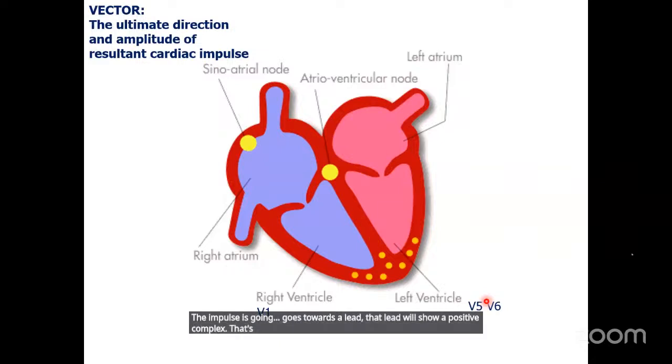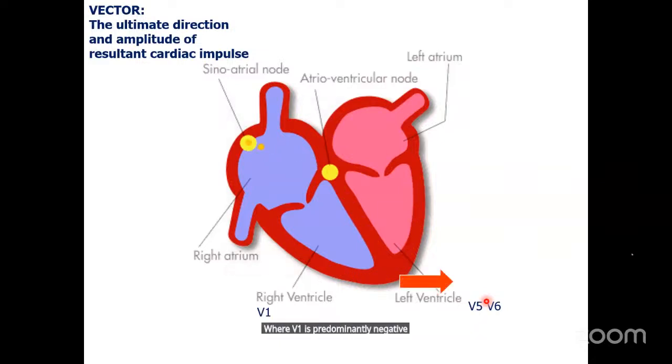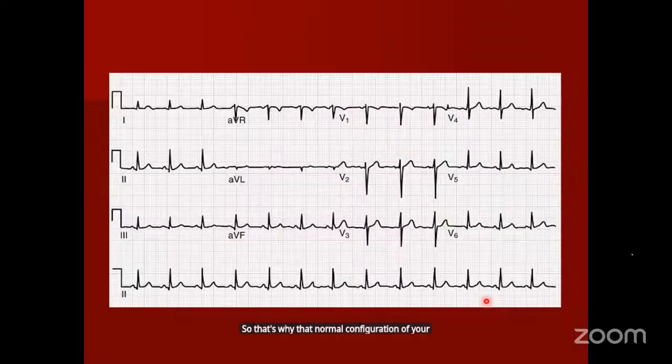That's why in a normal electrocardiogram, your V1 is predominantly negative and V5, V6 is predominantly positive, because the impulse travels from right to left and also from superior region to inferior region. So that's why the normal configuration of your QRS complex in a normal ECG. Now you look at the normal ECG, you can understand and imagine your P, Q, R, ST and so on.